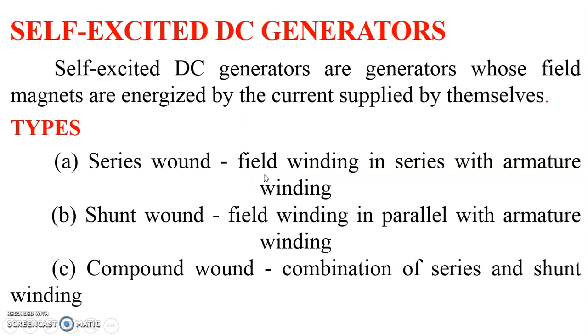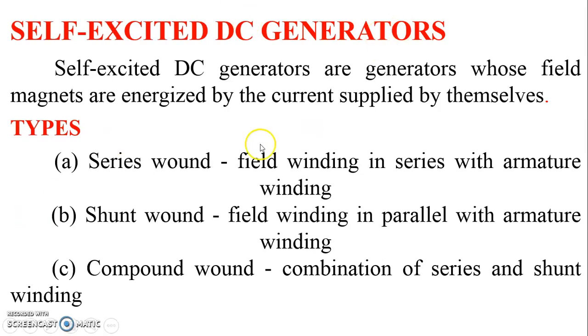So next is the self-excited DC generator. In case of a self-excited DC generator, the magnets are energized by the current supplied by themselves. Here three types of self-excited DC generator are available. One is the series wound, another one is the shunt wound, and compound wound.